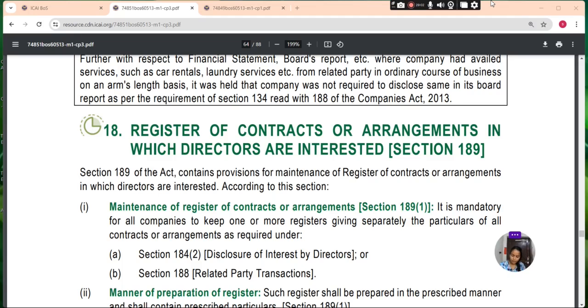What will be the manner of preparation of register? The particulars of a company or companies, body corporate, firm, and other association or individual in which any director has any concern or interest as mentioned under section 184. As an exception, the particulars of the company or companies or body corporate in which the director himself with any of the directors holds 2% or less of the paid up share capital would not be required to be entered in the register.